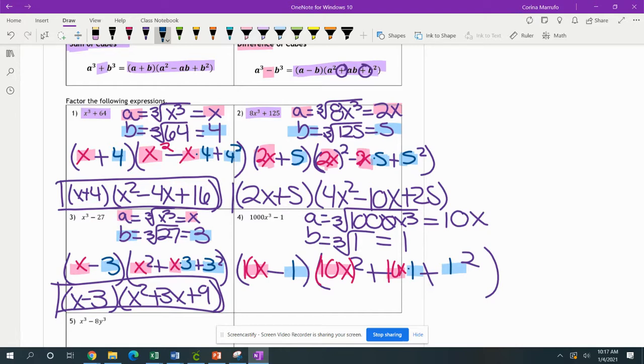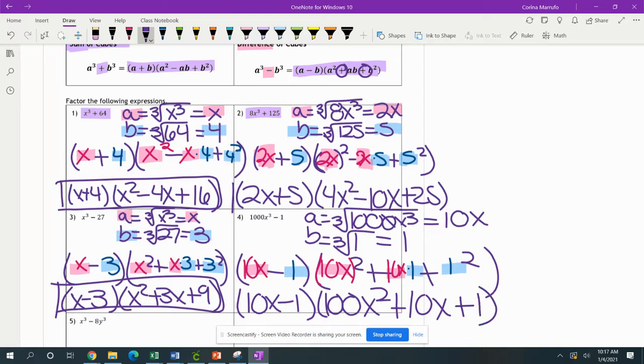All right, so here we have 10x minus 1. And then here we are going to have 10x squared, which is going to give us 100x squared, because 10 squared is 100, and x squared is x squared. Plus 10x times 1 is going to give us 10x, and then last, 1 squared is 1. And that's it.